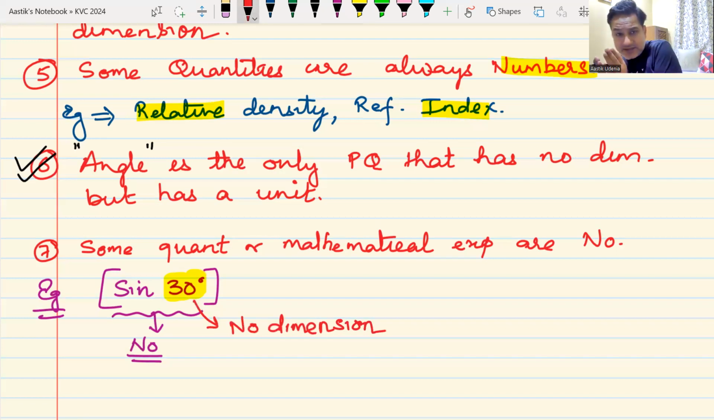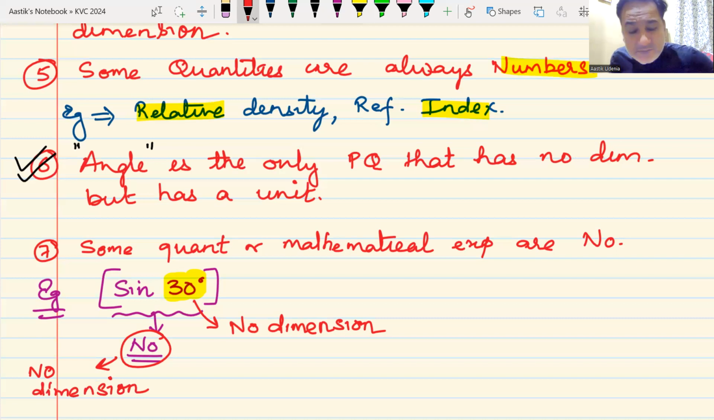Whatever is inside sine is dimensionless. The entire expression is also a number. If it is a number, it does not have any dimension. That means that M will be 0, L will be 0, T will be 0, and so on. The entire quantity is a number. Whatever is inside sine is dimensionless. It has a unit, but it has no dimension. Do we understand this, everyone? If you have this, it is a number.